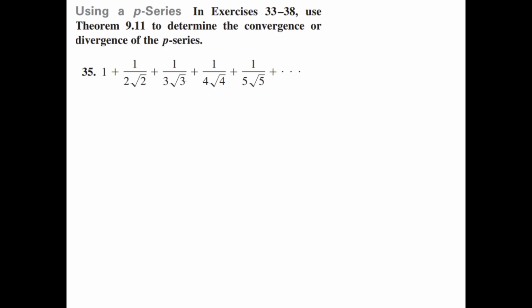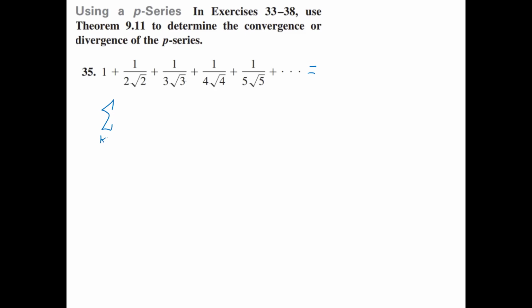In exercises 33 through 38, use Theorem 9.11 to determine the convergence or divergence of the p-series, right? When you look at this, you may not recognize it as a p-series because it wasn't written to you in summation notation. So what you might want to do is rewrite it in summation notation. This is why we spent that first time in section 9.1 going over how to write sequences.